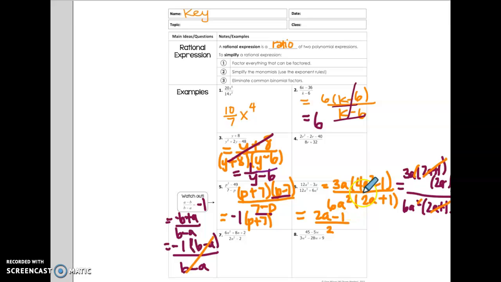Next thing in the numerator, 4a squared minus 1 is a difference of squares. I can factor that into 2a plus 1 and 2a minus 1, but it's kind of going off the page there. So then what we have, 2a plus 1 is a common factor.